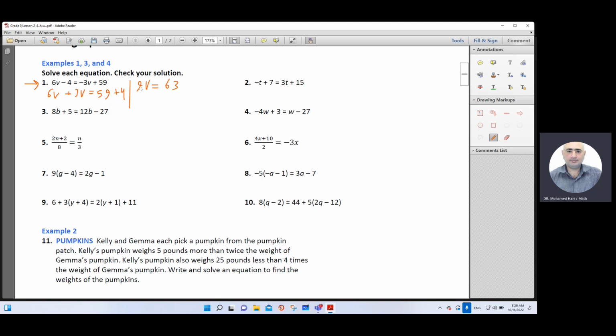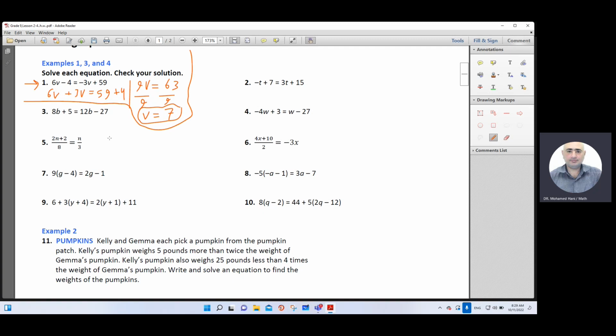Then try to remove the coefficient. You can divide the two sides by 9. So 9b divided by 9 will be b, and 63 divided by 9 will be 7. So the value of the variable is 7, or the solution of the equation will be 7.